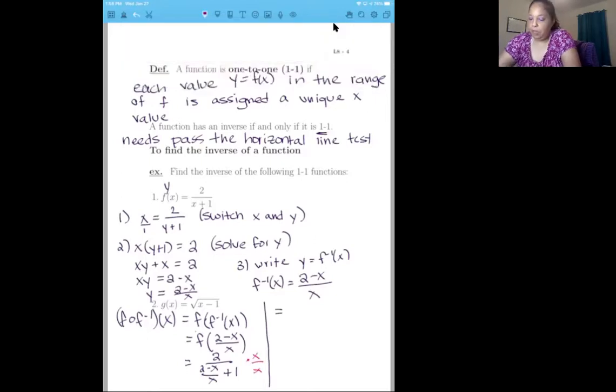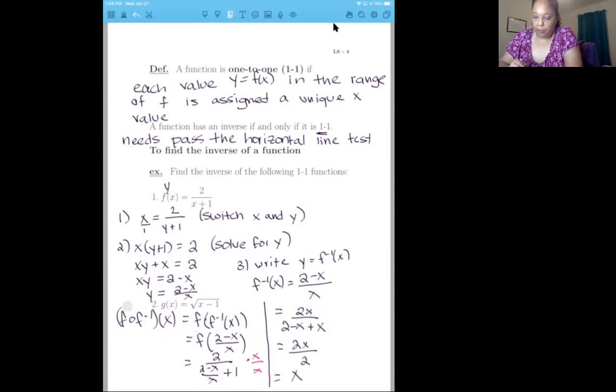If I multiply 2 times x, I get 2x. If I multiply x times 2 minus x over x, the denominator and x just cancel, so I get 2 minus x. Then if I multiply x times 1, I get x. So in the denominator, I have 2 minus x plus x. That simplifies to 2. And 2x over 2 gives me x. So when I compose those, I got x out. Now, check f inverse composed with f to make sure you get x out as well. If it does, then we got the correct inverse, and we did.